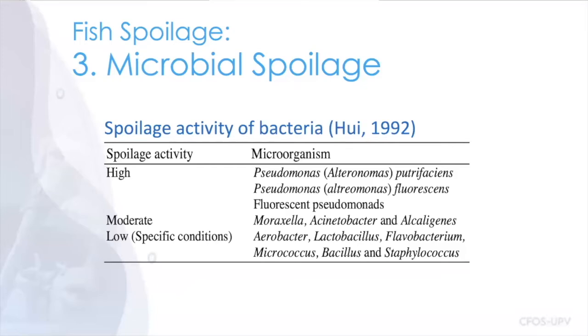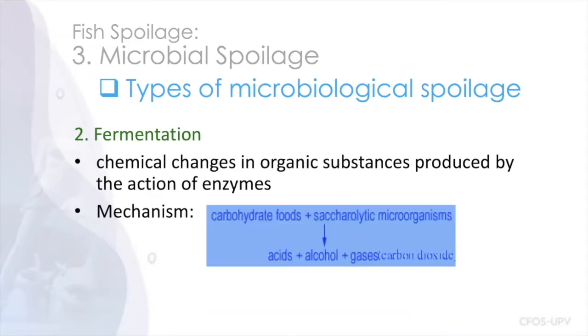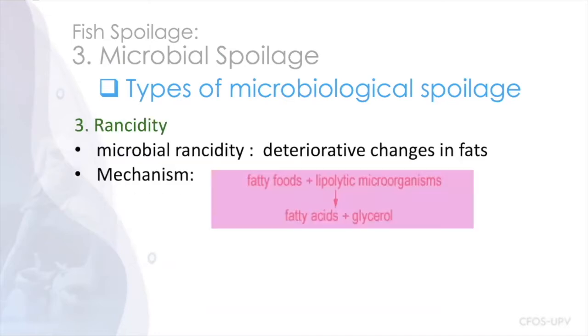Ayan. This shows how the spoilage bacteria act, no, on the products. High ba, mabilis, moderate, or low? So these are just the definitions, no, of the different types of microbial spoilage. So we have the putrefaction, and then you have the fermentation.